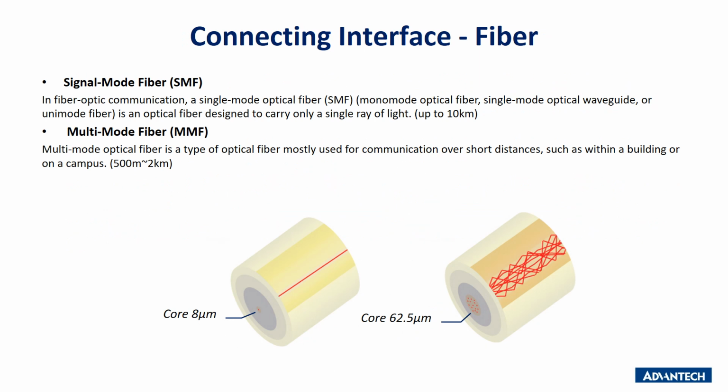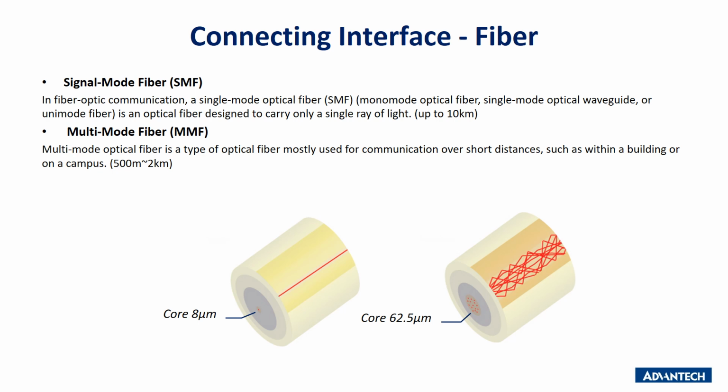How can we select the fiber? One of the concerns is fiber mode. There are two types of modes of fiber. One is single mode, and another is multi-mode. Single mode and multi-mode have different transmitting features.